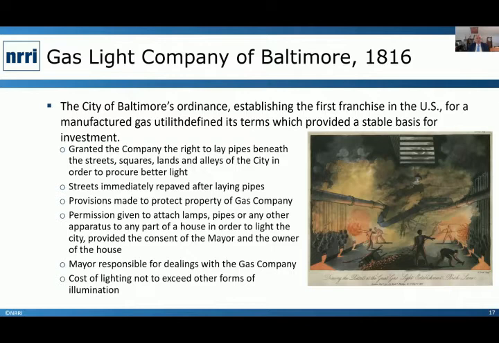Having said that, if a utility put pipes in the streets, they were required to immediately repave those streets, so the disruption needed to be minimized. There were provisions to protect private property in the franchise law, but I think what's really interesting is that the cost of lighting was not to exceed other forms of illumination. So in effect, the franchise itself regulated price in addition to access.